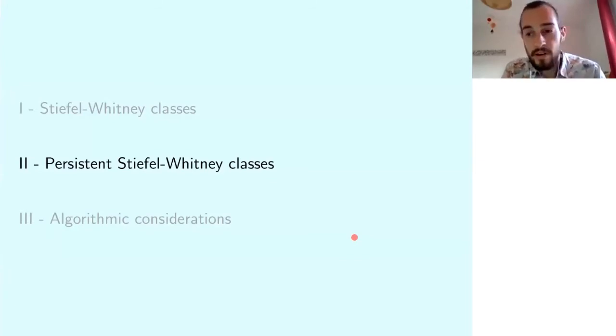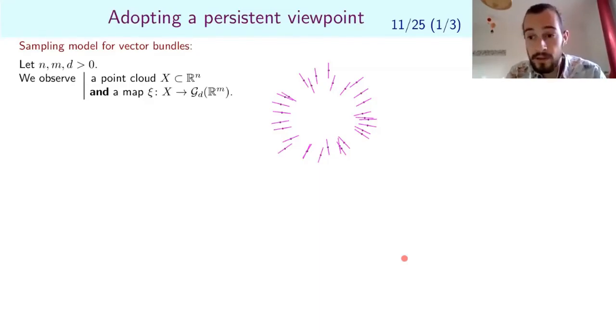So Stiefel-Whitney classes are interesting to estimate. And I would like to propose a way to estimate them from point clouds. So we need a sampling model for vector bundles. We say that we sample a vector bundle if we observe a point cloud X, as usual, and a vector bundle structure, a map Xi from X to the Grassmannian. For instance, here, in this observation, I put some lines over each point of X.